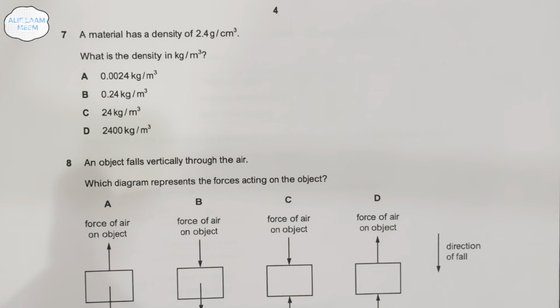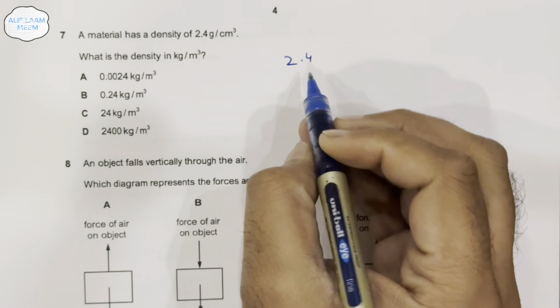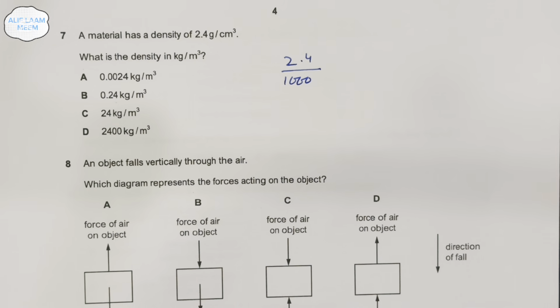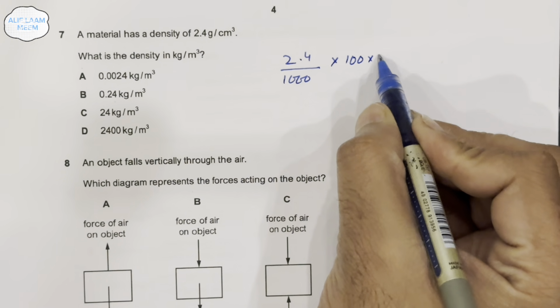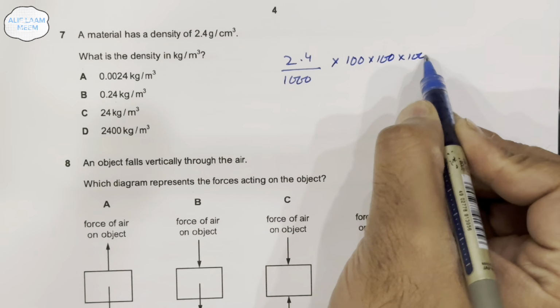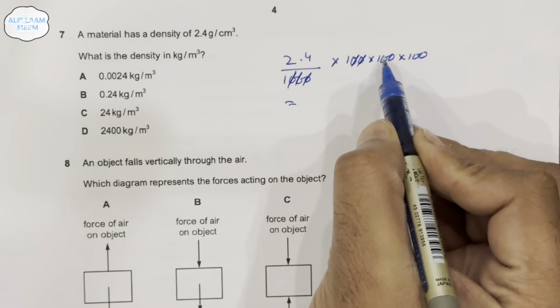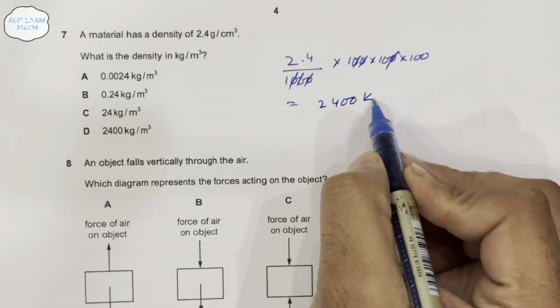Moving to question number 7, a material has a density that is equal to 2.4 gram per centimeter cubed. What is the density in kilogram per meter cubed? This is a simple question of conversion. You need to change gram into kilogram by dividing by 1000, then change centimeter cubed into meter cubed. 1 meter has 100 centimeters, so you need to multiply 3 times because it's a cube, so 0 0 0, and this 0 would be cancelled by this. Then 2.4 multiplied by 1000 would be 2400 kg per meter cubed.